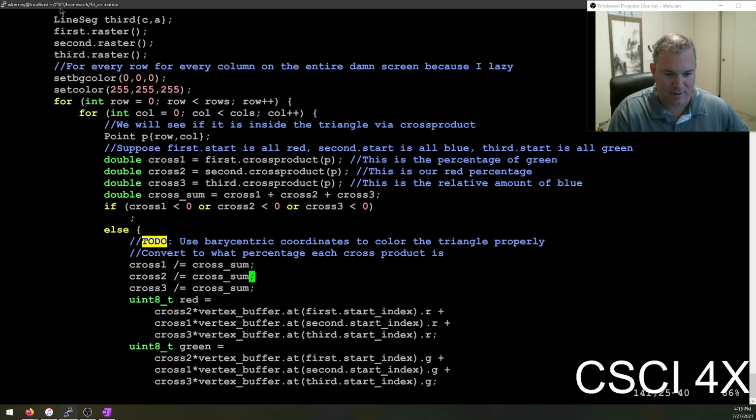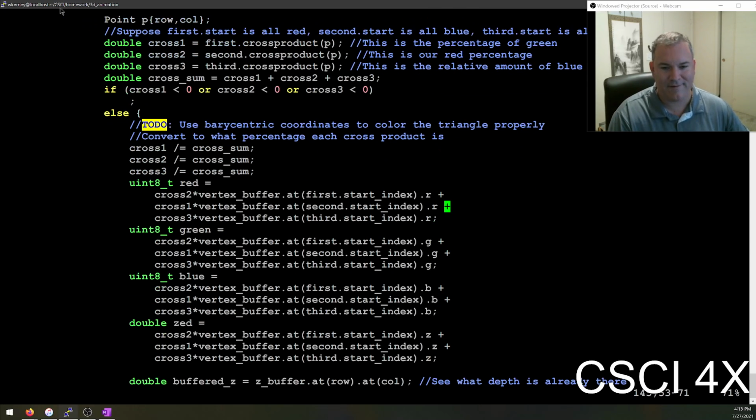Okay, and then we figure out which percentage. So this cross one is the percentage of green, percentage of blue, percentage of red, and now we just need to see if these numbers here actually make sense. Okay, so I think this is backwards. So cross one. Okay, so the first line is actually computing for the third point, so that should be 3, and let's see here, and the second one should, let's see.